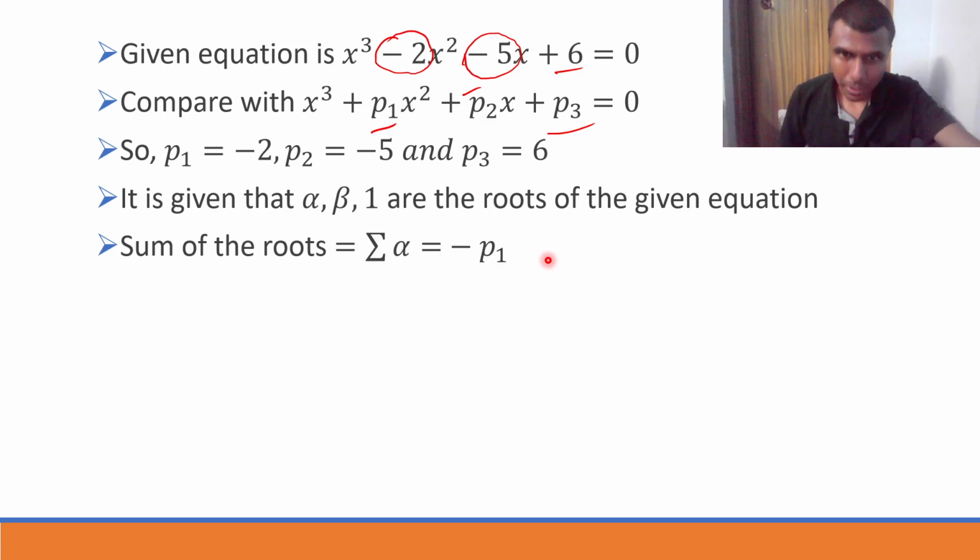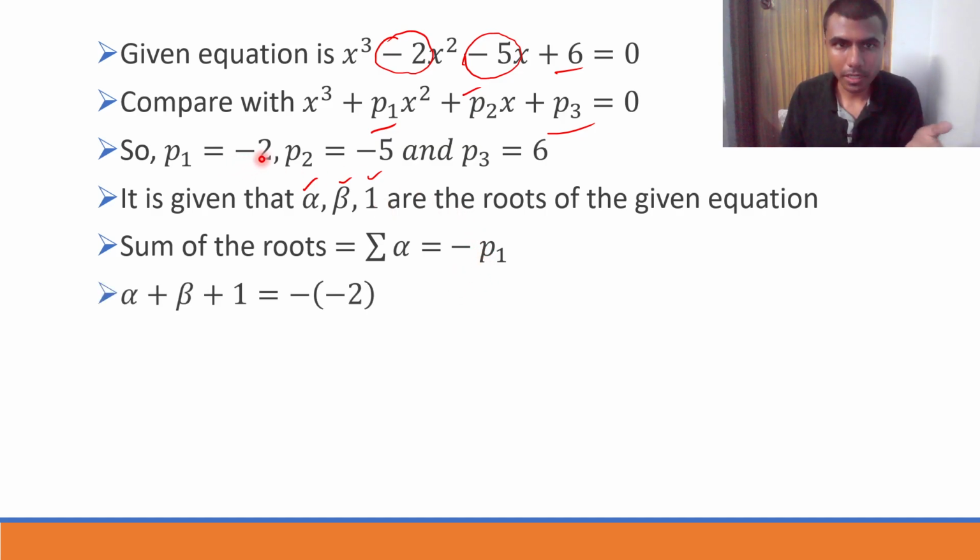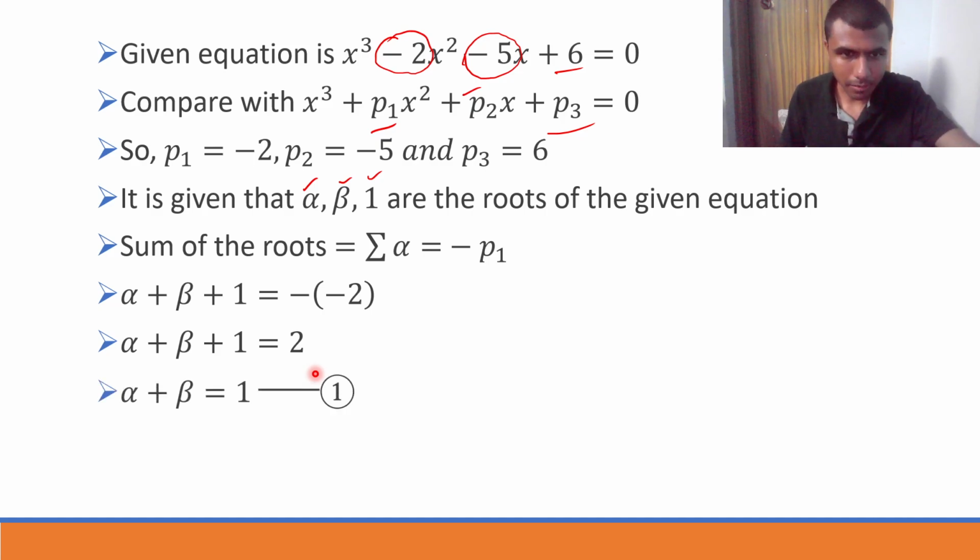Okay, now what are our roots? Alpha, beta and 1. Sum of the roots is minus p1. Now the sum of the roots is alpha plus beta plus 1 only, since the roots are alpha, beta, 1. I hope it's clear. Minus p1, and p1 is minus 2, so minus of minus 2 is 2. So alpha plus beta plus 1 is 2. Alpha plus beta is going to be 2 minus 1, which is nothing but 1. Mark it as equation 1.